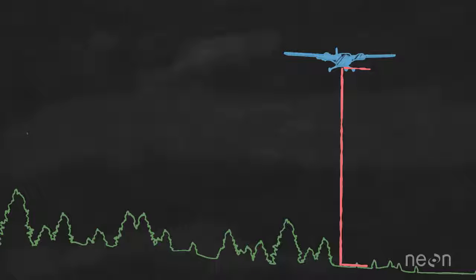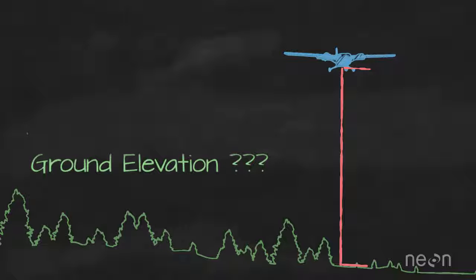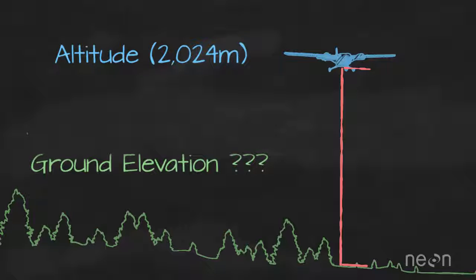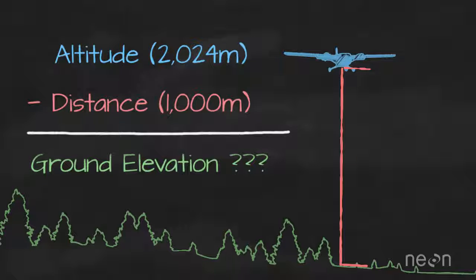But we're not done just yet. How do we figure out the actual elevation of the ground? To figure out ground elevation, we take the plane's altitude, calculated using that GPS receiver. And then we subtract the distance that the light traveled to the ground. And that covers the basics of how a Lidar system uses lasers to measure height.